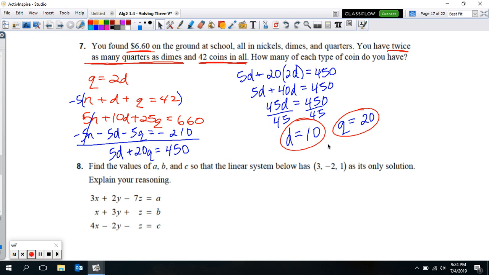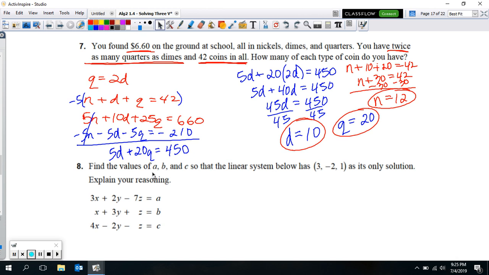And then to find the nickels, we can go back into the second equation, the one that says N plus D plus Q equals 42. Plug in the 10 and the 20 for those 2 that we found. So we get N plus 10 plus 20 equals 42. That's 30 right there. So subtract 30, and N is 42 minus 30, which is 12. So there's 12 nickels. There's your answer: 10 dimes, 20 quarters, and 12 nickels.